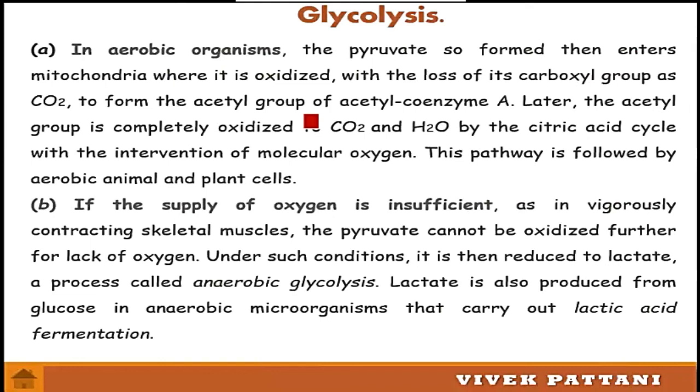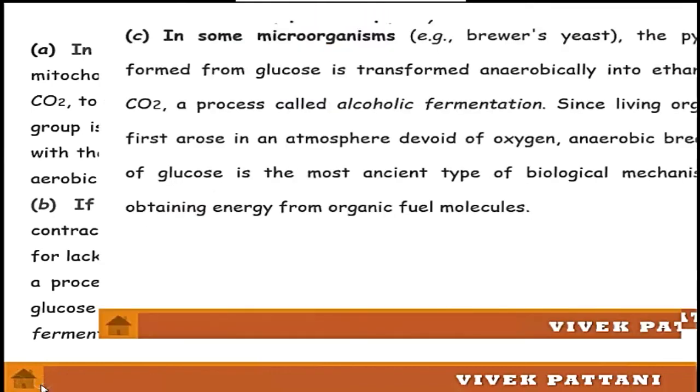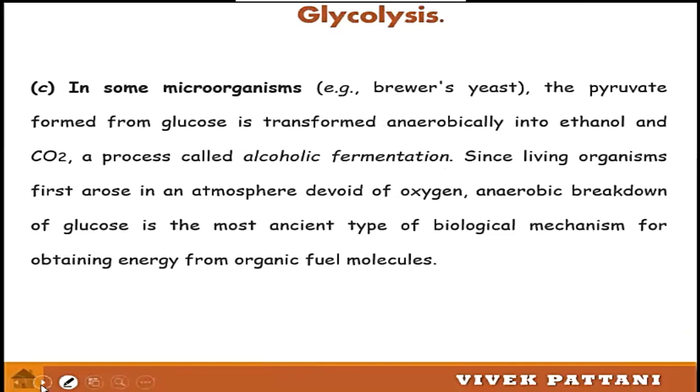If the supply of oxygen is insufficient, as in vigorous skeletal muscles, the pyruvate cannot be oxidized further due to the lack of oxygen in our body. Under such conditions, it is reduced to lactate, a process called anaerobic glycolysis. Lactate is also produced from glycolysis in anaerobic microorganisms that carry out lactic acid fermentation, as I explained in the earlier session.